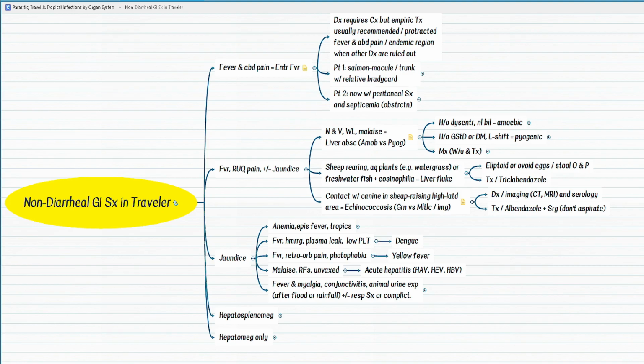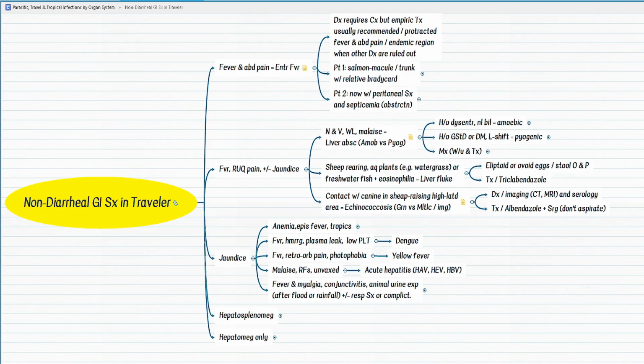So first, what are the differential diagnoses of a traveler with fever and abdominal pain? Pay attention to the fact that if you are just asked to diagnose abdominal pain and right upper quadrant pain is not specified, you are most likely dealing with enteric fever. However, if it is specifically mentioned that the patient has fever and right upper quadrant pain, especially with malaise, you are dealing most likely with amoebic or pyogenic liver abscess.